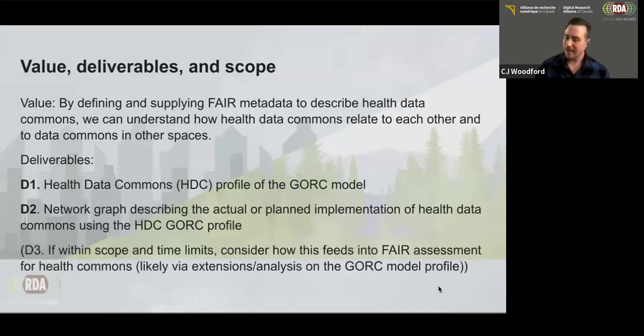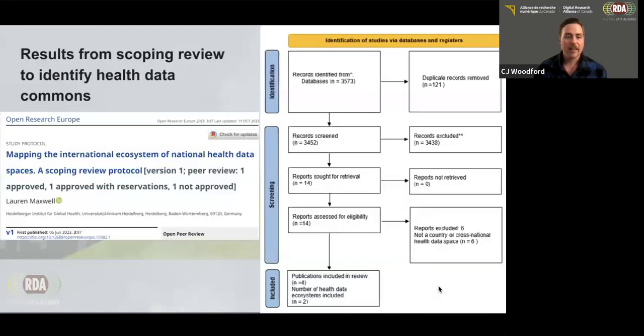If there's time, and I think with any working group that's proposed, it's always like you've got this pie in the sky deliverable 3. So our pie in the sky deliverable 3 would be thinking a little bit more about FAIR assessment and what that might mean using the GORC model profile. But that's very much a pie in the sky one. What we really want to get out of here is the profile itself, and then a network graph that the implementations of that profile can showcase.